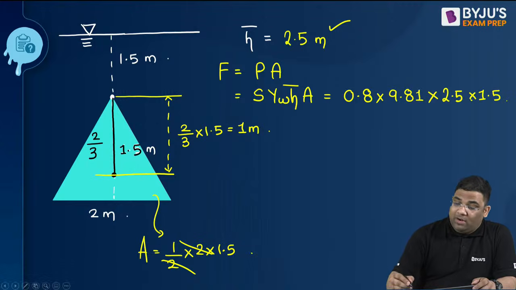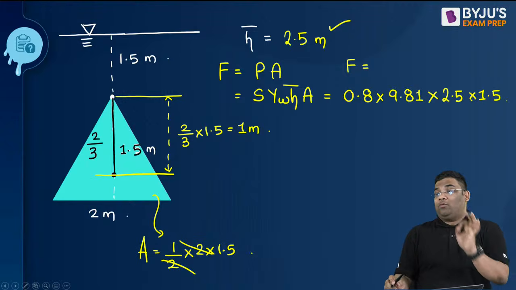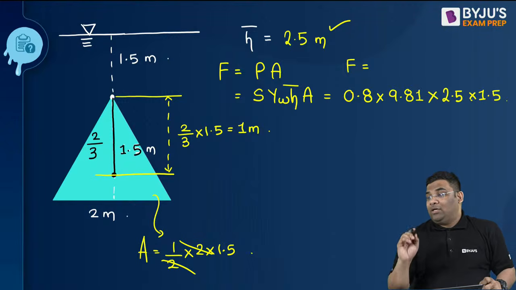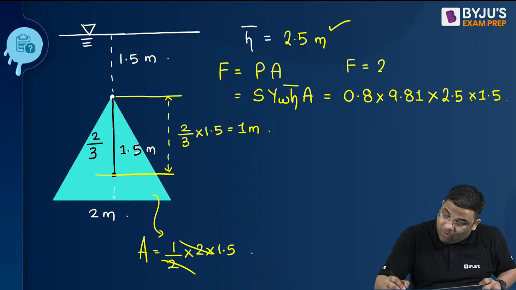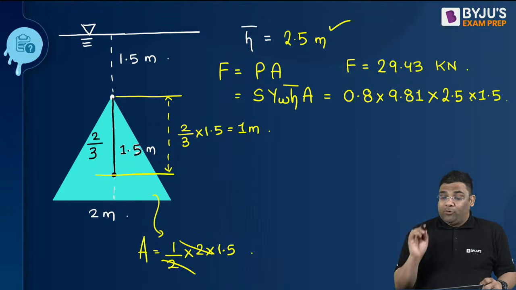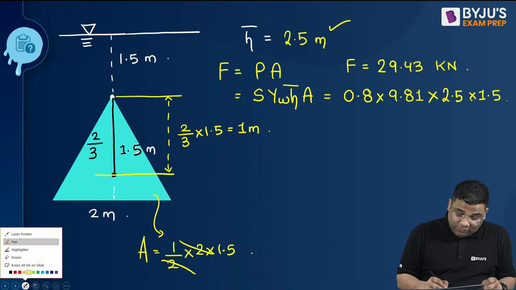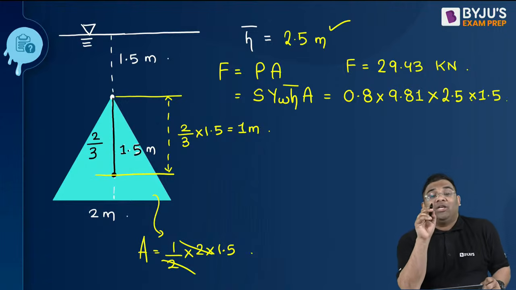So what is the answer? Tell me. What is the total pressure force you are getting? You are getting a value of 29.43 kilonewton. 29.43 kilonewton.